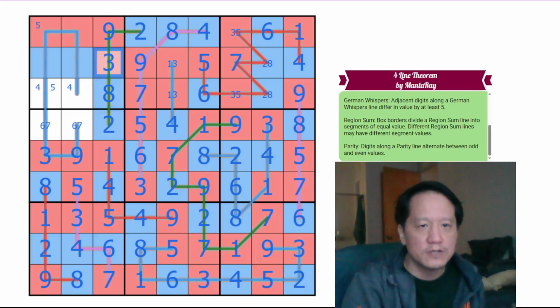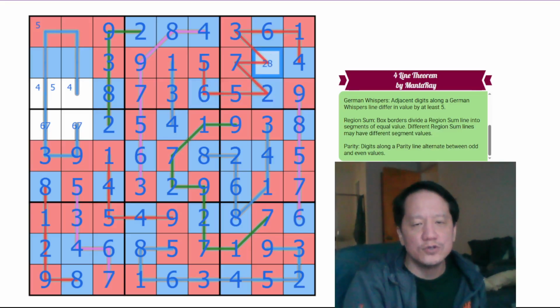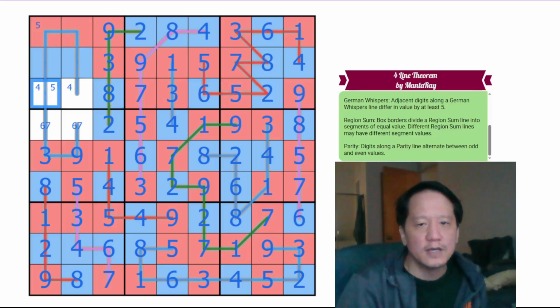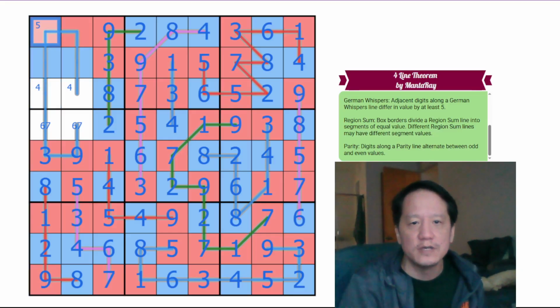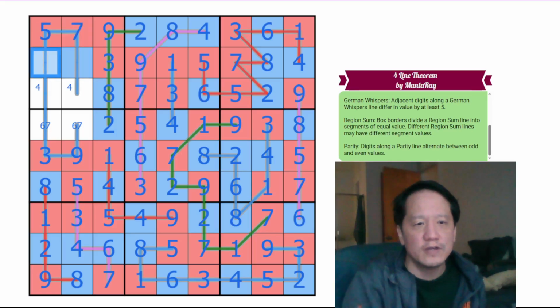1 eliminates 1 here, so it's 3 and 1, which eliminates 1 here, so it's 3, which means this can't be 3. That's 5 and 3 there. 8 eliminates 8 here, so it's 2 and 8. This can't be 5 anymore, so where's the 5 in the box? It has to be here. So this is 5 and 7.